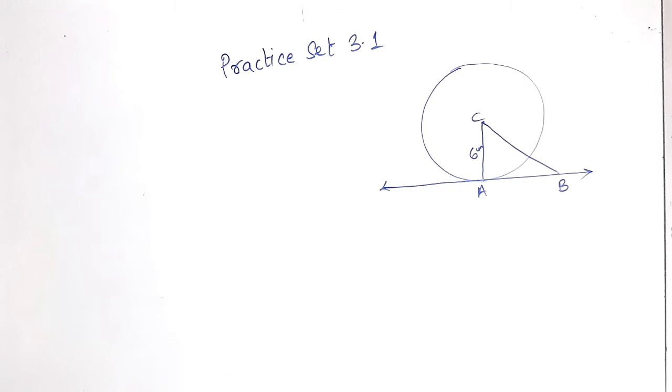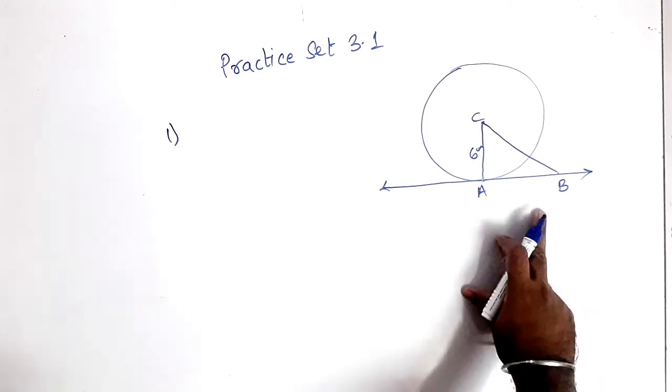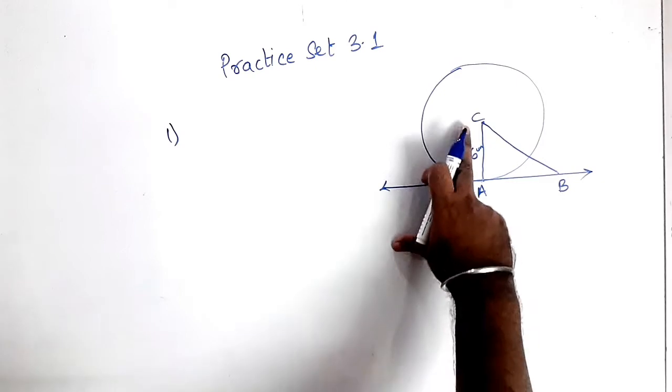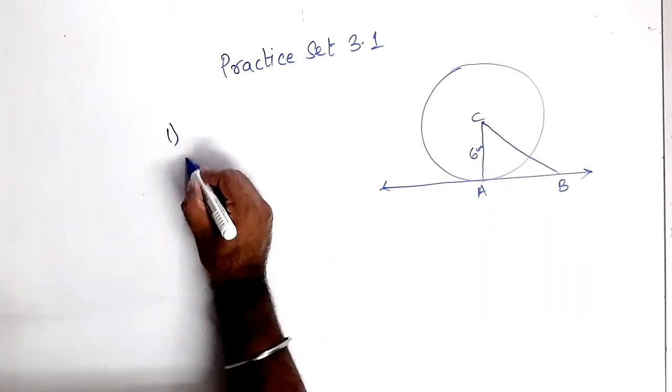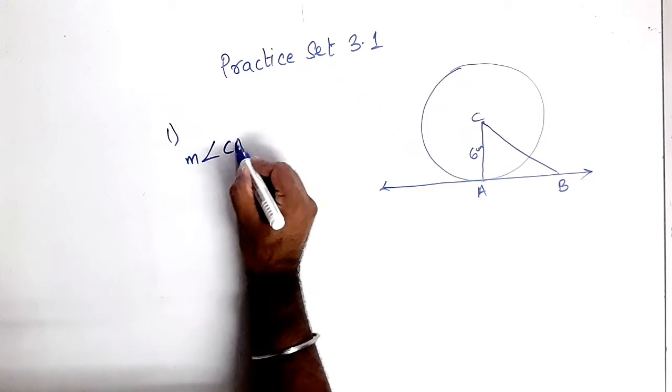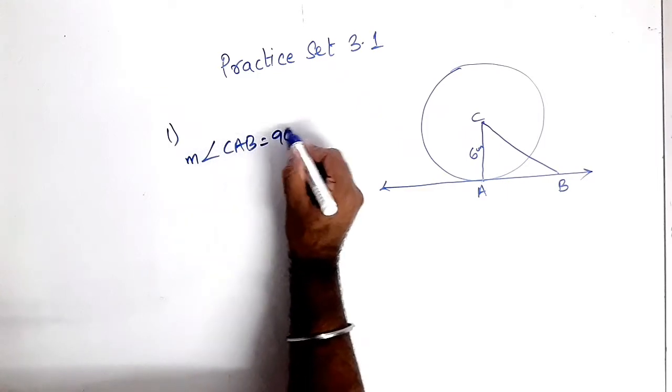Hello everyone, we are here with practice 3.1 and the first one says that the figure is given and we have to answer the 4 questions where this line is the tangent, radius is given 6 centimeter. Okay, so the first question is what is the measure of angle CAB? Very easy, we can write measure of angle CAB is equal to 90 degree.